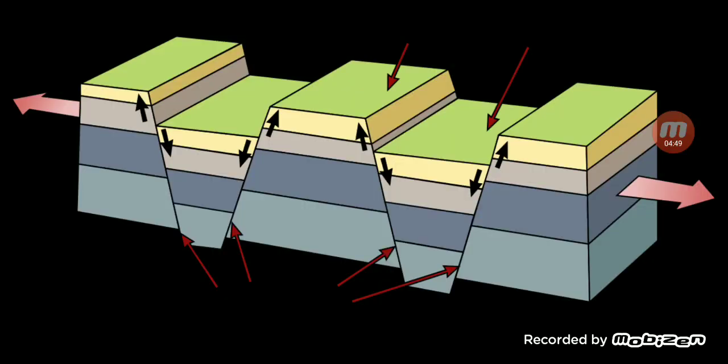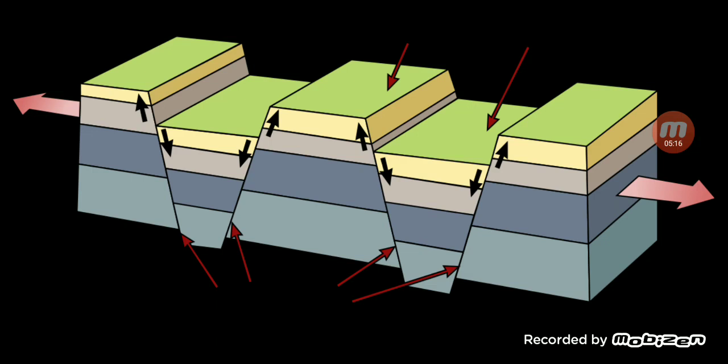Block mountains. Block mountains are formed due to faulting in the earth's crust. The faults develop in the earth's crust due to horizontal tensional forces. The faults break the crust into blocks. The block mountains are formed in three ways.